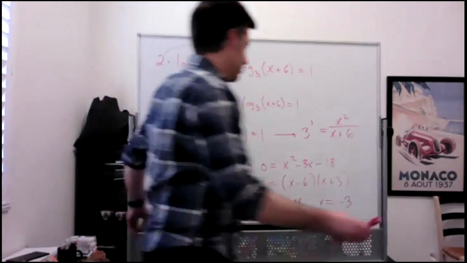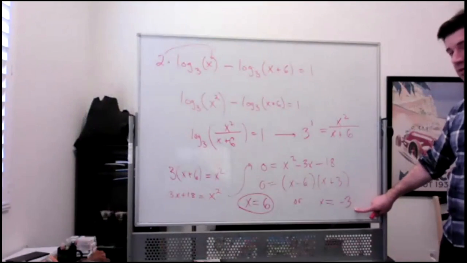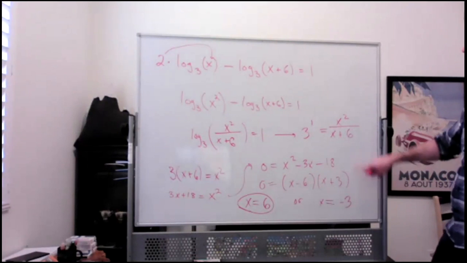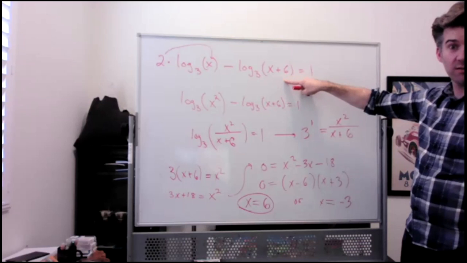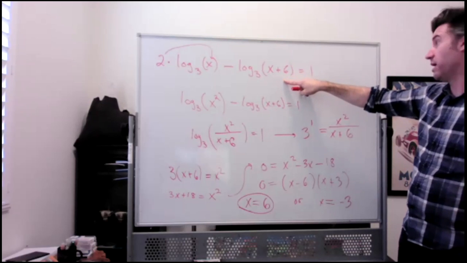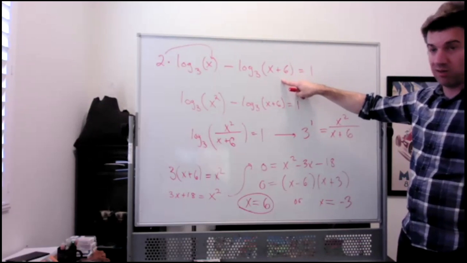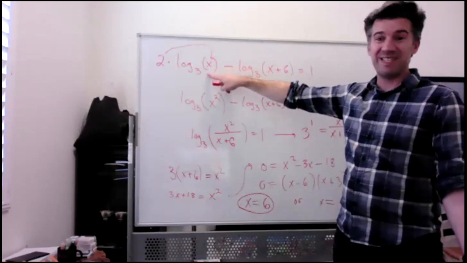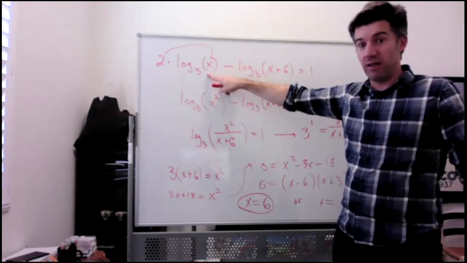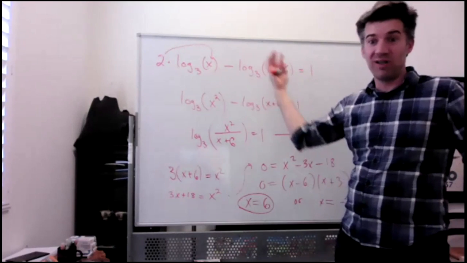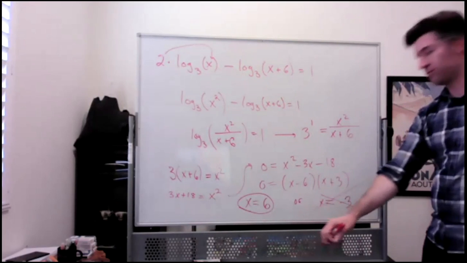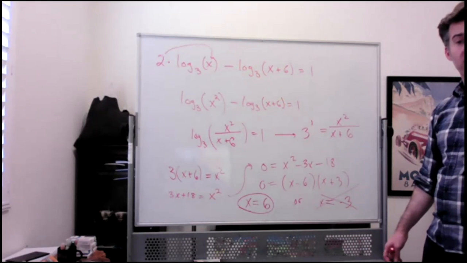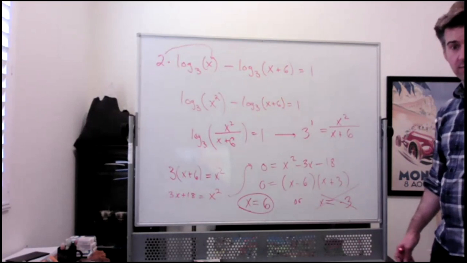All right. What about negative 3? So before you say anything, if I plug in negative 3 here, is it okay? Yes. Yeah, negative 3 is perfectly fine here. If I plug in negative 3 here, it's not, right? You're taking the log of a negative. So since it doesn't work in one of the spots, negative 3 is no good. So our only solution here is x equal to 6.